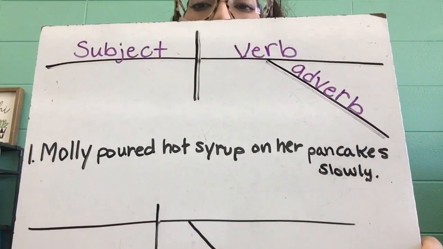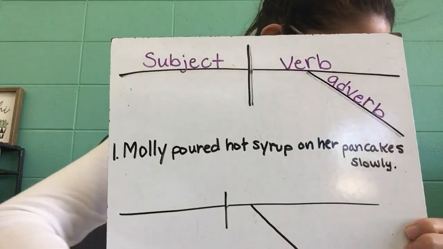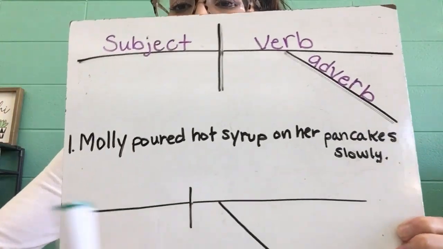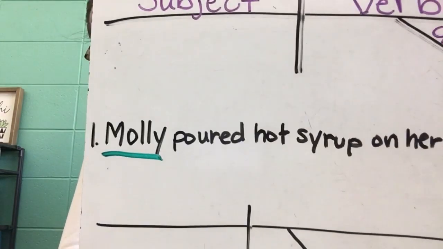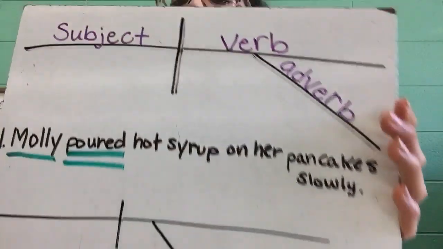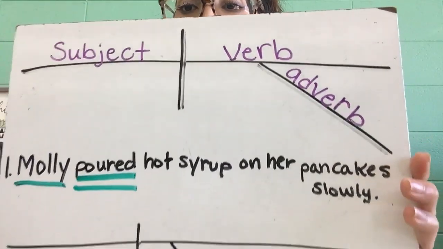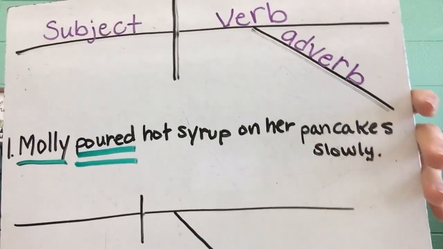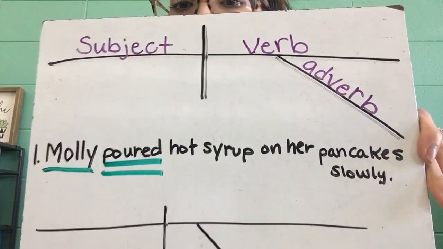So, what is my subject? Did you find it? Yes, it is Molly, and we underline our subjects 1 time. Good. Just like that. What is my verb? Good. It's poured, and you underline that 2 times. Where is my adverb? You can ask yourself, how did it pour? When did it pour?